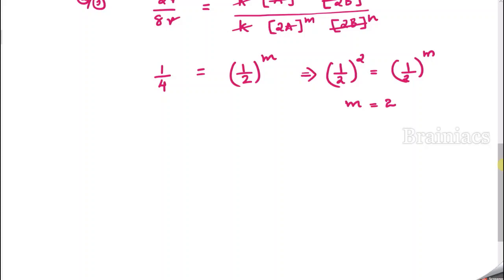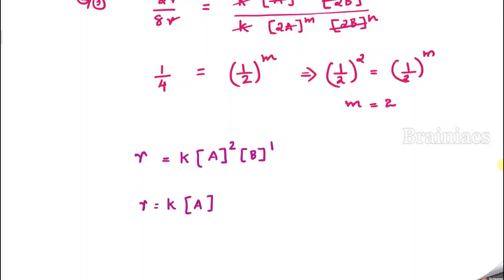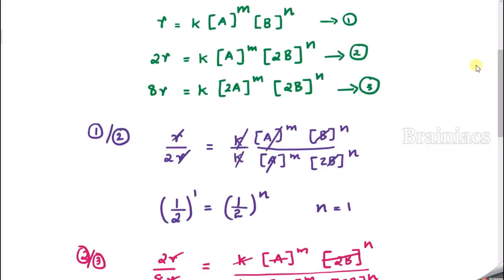So I can write the rate law as R is equal to K into A^2 and B^1, because it was M and N initially. So I got M and N values. You remember the first equation, K, this was A^M and B^N. So I substituted M and N values and I got this expression: R is equal to K into A^2 and B^1.